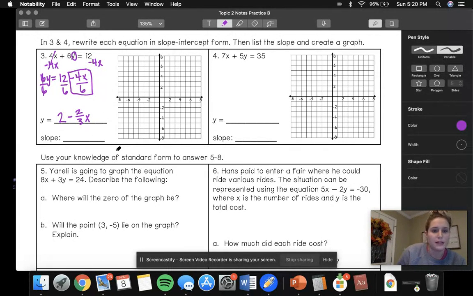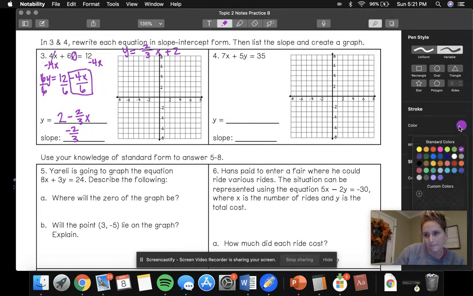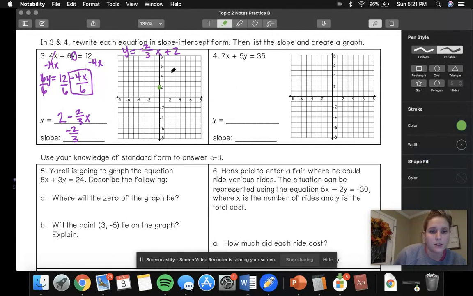You could also write it as, I'll write it over here, y equals negative 2/3 x plus 2. Okay, so my slope is negative 2/3. So to graph this, we always have to have our starting point, and our starting point is still our y-intercept. So we would start at 2, and then our slope is down 2, right 3.